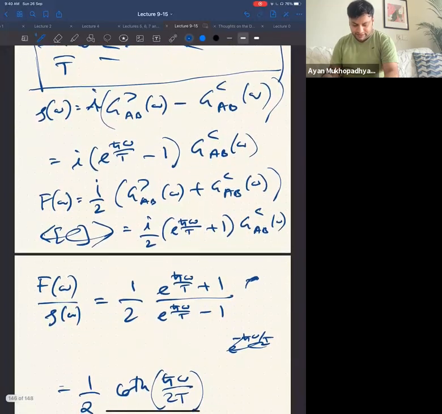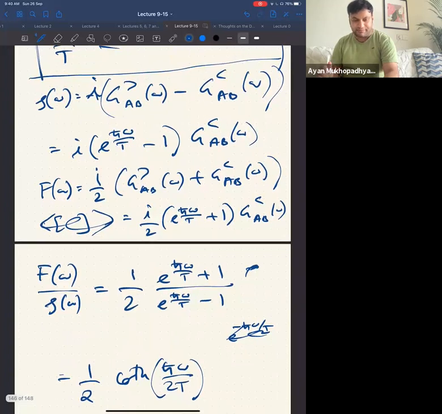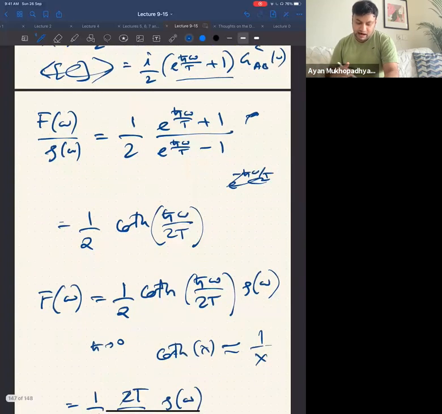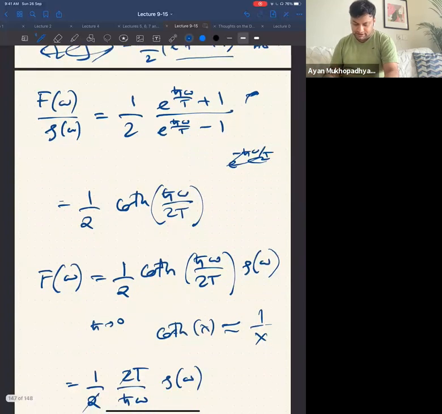Okay, so using these things, we were able to compute the fluctuation dissipation relation, because rho of omega is i times G greater minus G less. The commutator is nothing but i times G greater minus G less by definition. And then it follows that the commutator is i times e to the power h bar omega by T minus 1, and the anti-commutator similarly has e to the power h bar omega by T plus 1. And if I take this ratio, I get half coth of h bar omega by 2T.